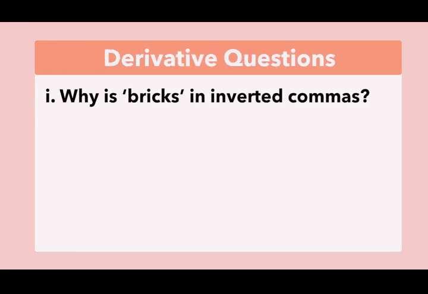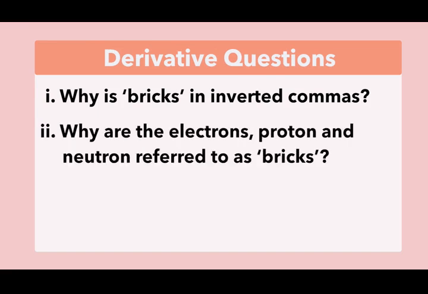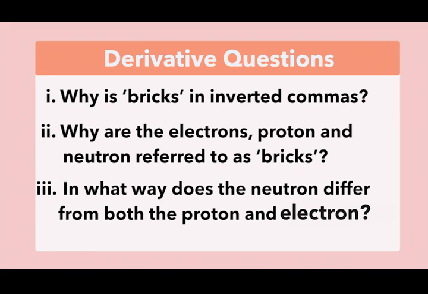The derivative questions on this passage. 1. Why is bricks in inverted commas? 2. Why are the electrons, proton, and neutron referred to as bricks? 3. In what way does the neutron differ from both the proton and electron?